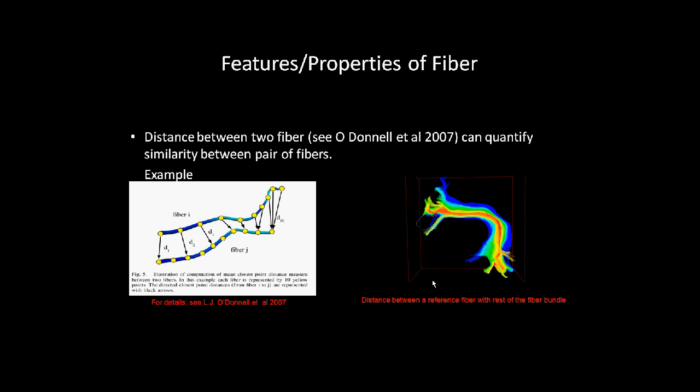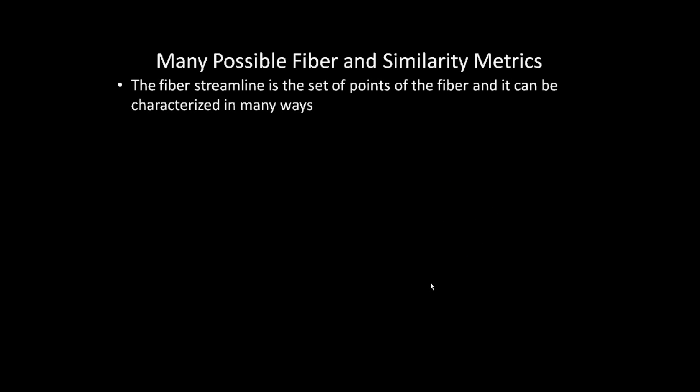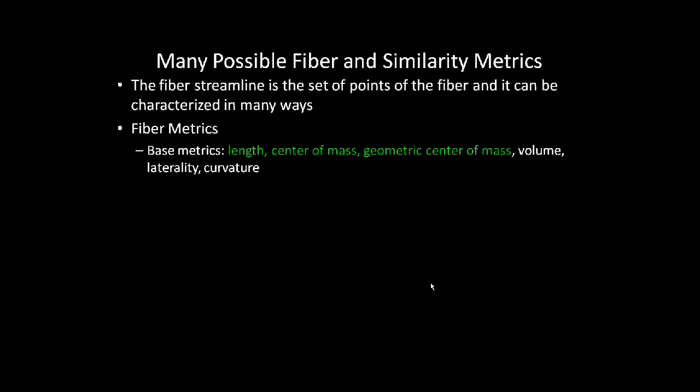One of the metrics that is useful is the distance between two fibers along the length, and this is an illustration from O'Donnell of how one might calculate those distances. There are many possible fiber similarity metrics. The fiber streamlines are a set of points, and it can be characterized based on metrics such as the length, center of mass, geometric center of mass, volume, laterality, and curvature. The ones colored in green are ones that we've pre-computed for you.